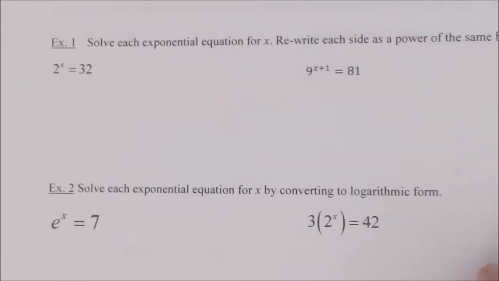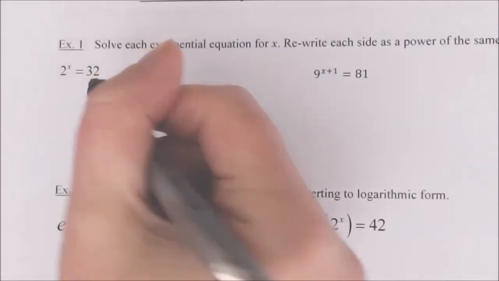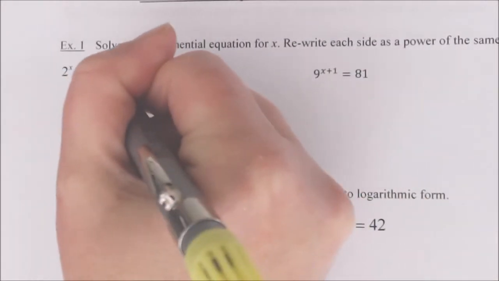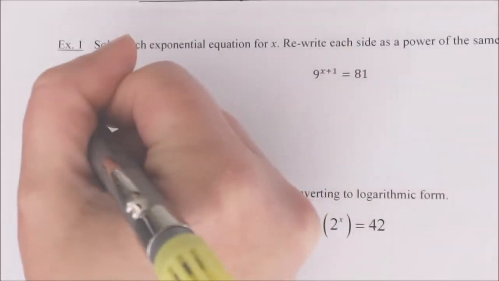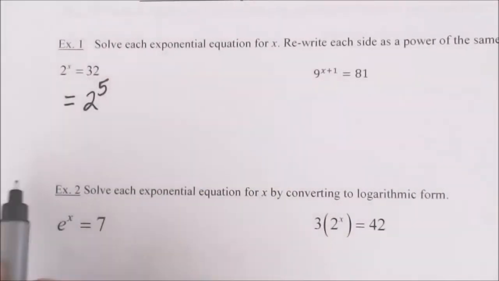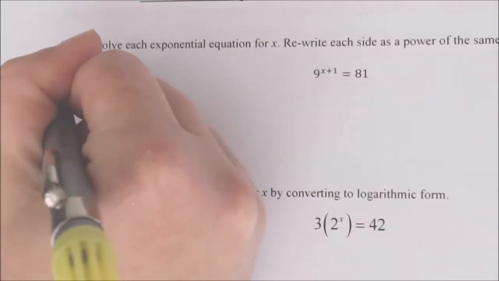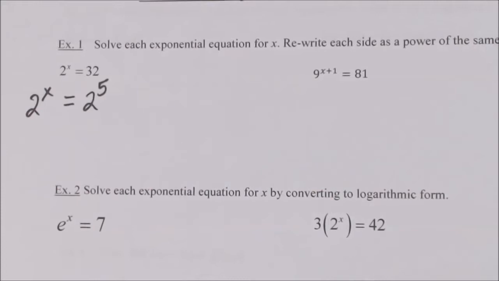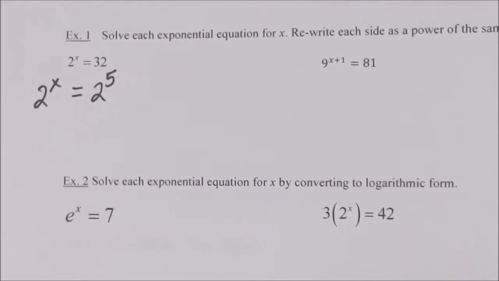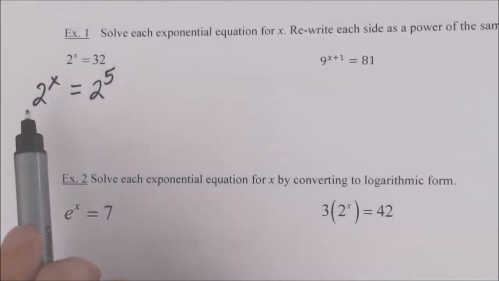So I'm going to rewrite the 32 as 2 to the 5th power. And again, I'm doing that only because I had a 2 on the other side, so I could rewrite both sides as a power of 2. And then take a look at what you've got. It's really like a one-to-one correspondence.